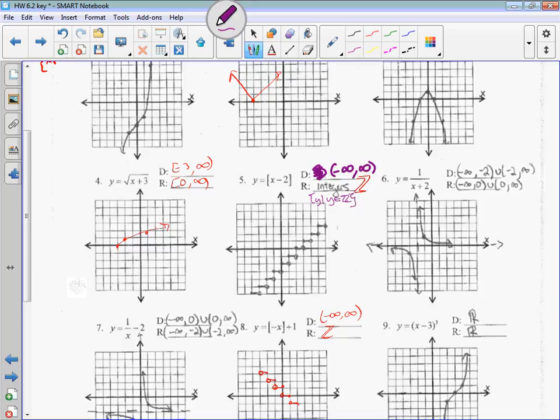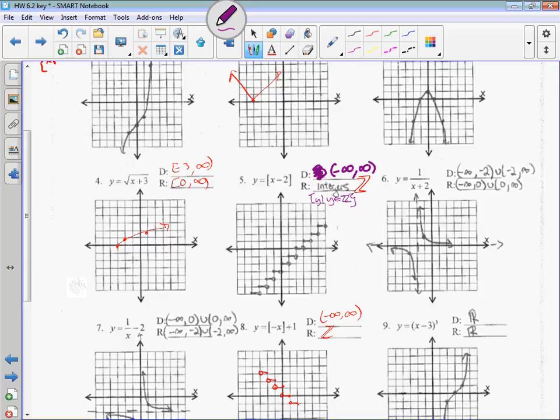Yes, unless I put like a coefficient on there and it jumps, and so then it's like all even integers or something like that. But we'll talk about that if we get there. For most of what you're going to do, yes, integers. Okay?